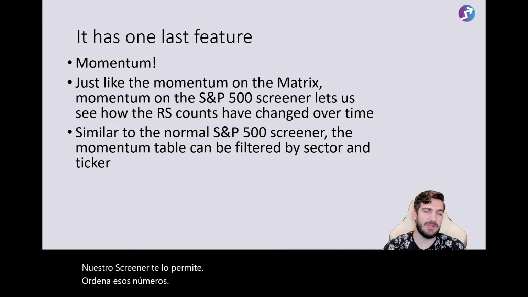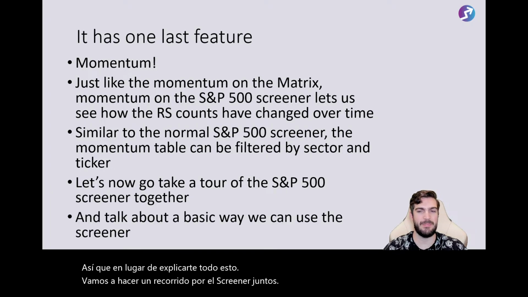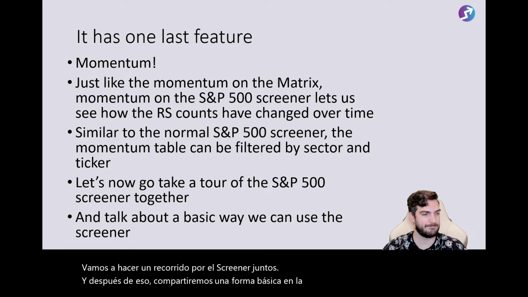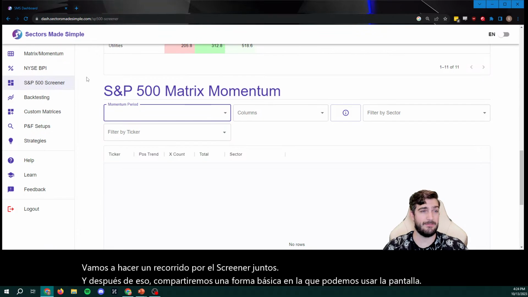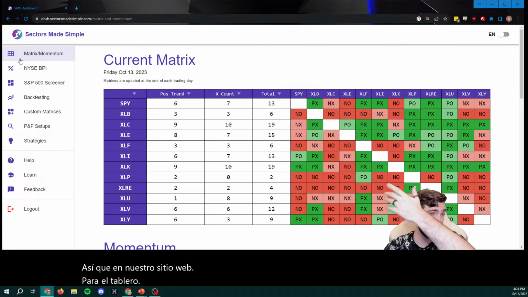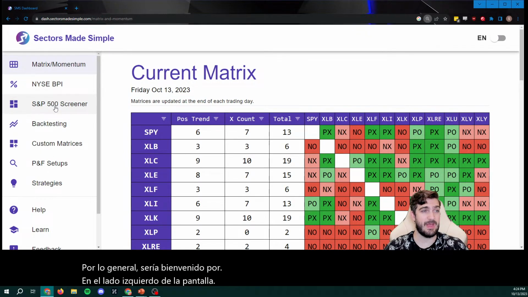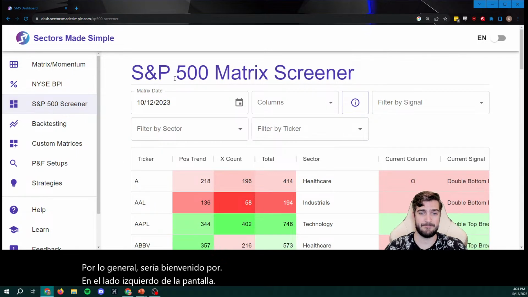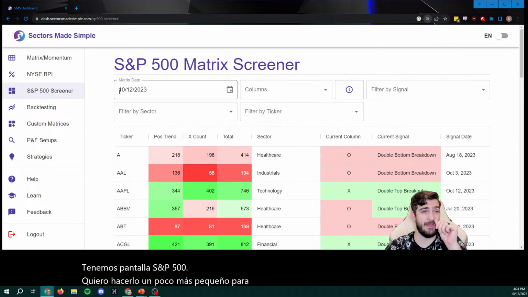So, instead of explaining all of this to you, let's go and take a tour of the screener together, and after that, we'll share a basic way that we can use the screener. So, over on our website, for the dashboard, you usually would be welcomed by the matrix. On the left-hand side of the screen, we have S&P 500 screener. I'm going to make it a little bit smaller so that we can see all of the information on one page.